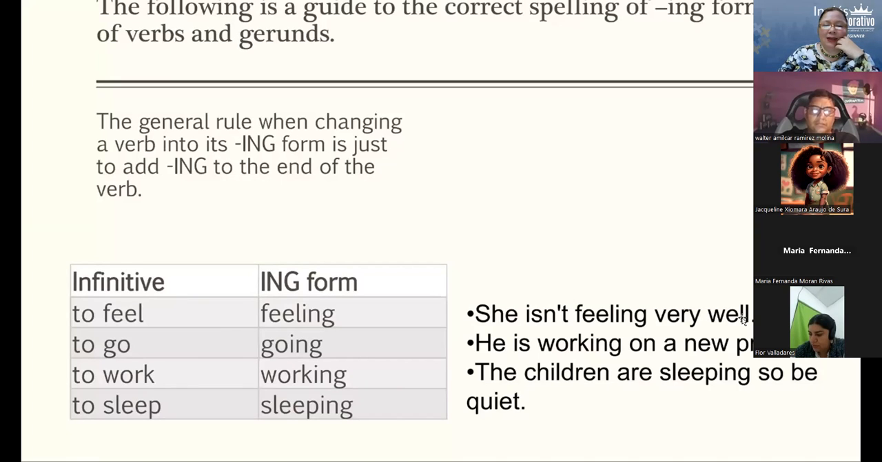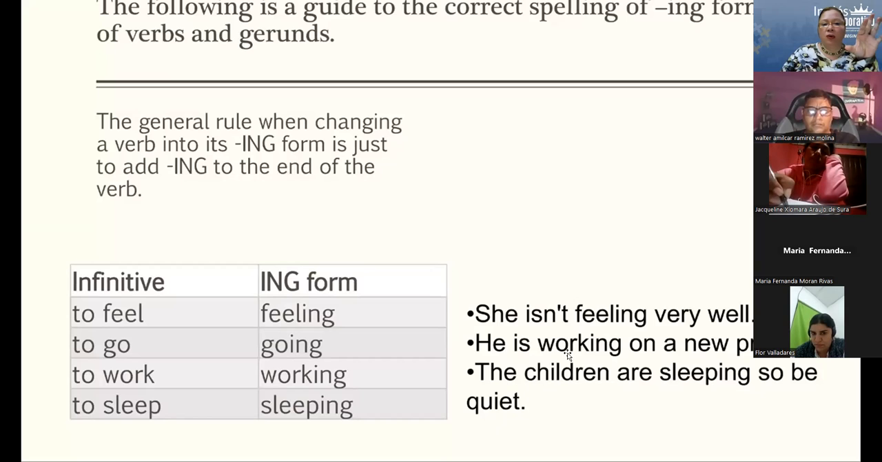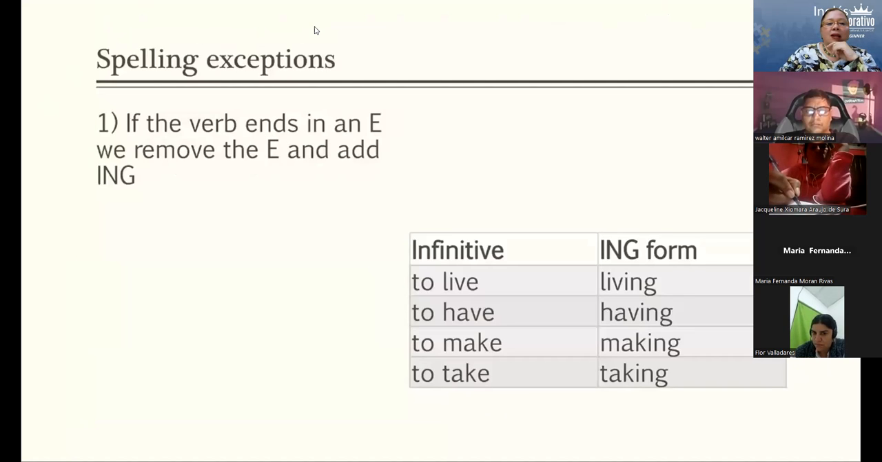No se está sintiendo bien. Muy bien. He's working on a new project. Está trabajando en un nuevo proyecto. The children are sleeping, so be quiet. Okay? So if you see, are sleeping, is working, isn't feeling, and we don't make any change to the verbs. Most of the verbs just add ing.